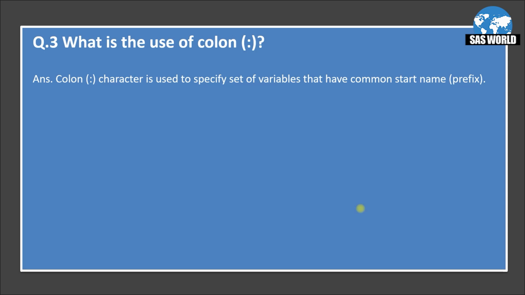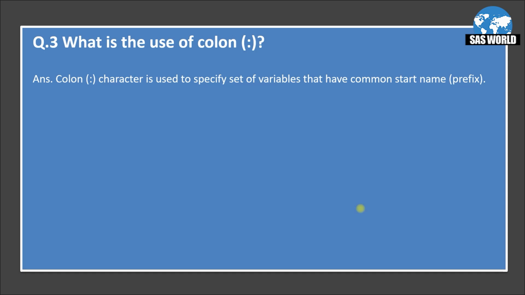Colon character is used to specify set of variables that have common start name. So if you have variables whose starting part is common, like from visit 1 to visit 6 we have visit common, then 1 2 3 4 5 6 are just changing, and there is another variable we have pmt1 to pmt6. So pmt is the first part that is common in all 1 to 6, and only 1 to 6 is changing. So how can we keep this?